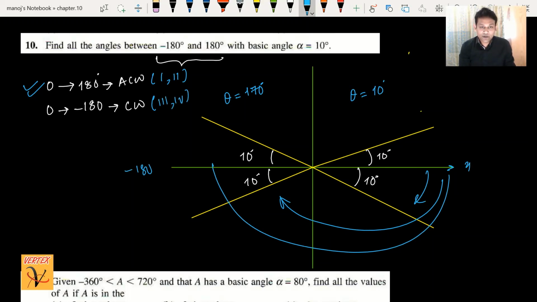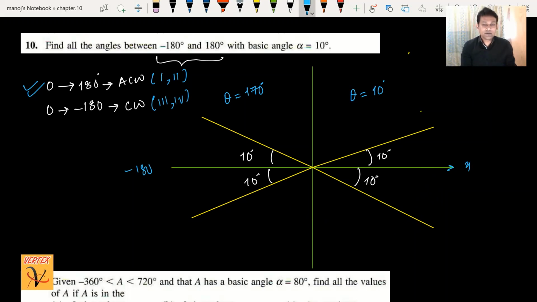Okay, now what is the method, how can you do it? What do you have to do? You have to simply apply here. What's your first angle in the fourth quadrant? The basic angle is 10 degrees, but when you move clockwise, this is minus 10. So your theta is minus 10 degrees. The first angle is done, very simple.